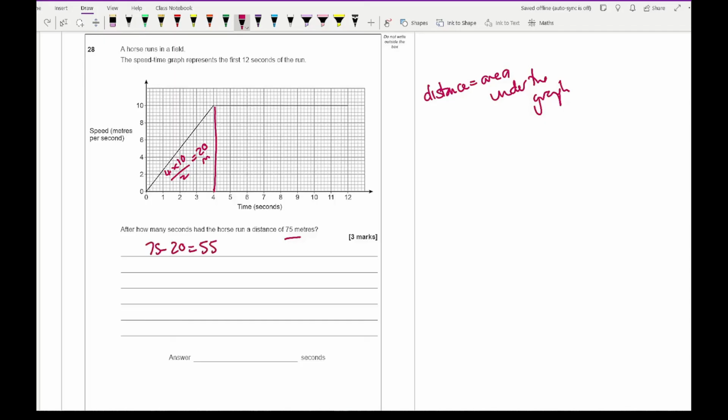Now if I imagine that each of these rows is going to be 10 meters, because again it's 1 times 10, so that's 10 meters, that's 10 meters, that's 10 meters. What I'm needing is 55 of these, so that's 10, that's 10. I'm needing a half of those, and that's 5. So the time is going to be 9.5 seconds.